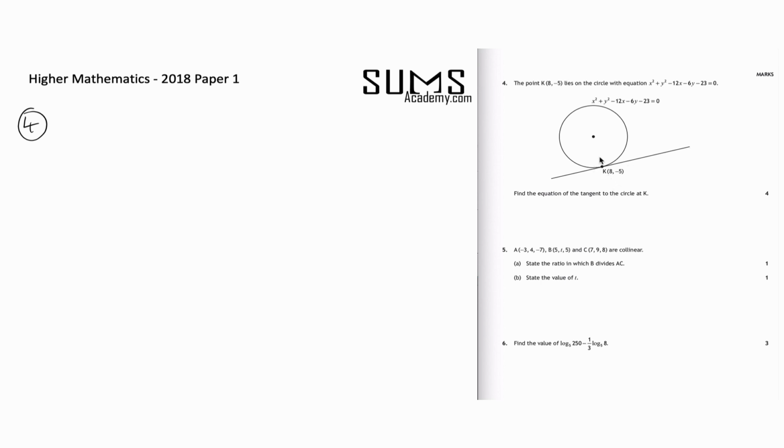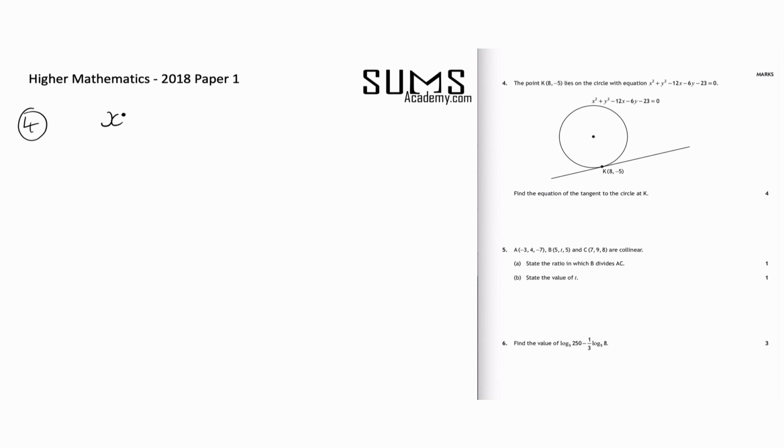So what we're going to need to do is find the center of this circle. Then we'll need to find the gradient between the center and the edge of the radius. Then we'll take the perpendicular gradient of this line, and then using that point there, we'll sub everything in to get our final answer. So off we go.